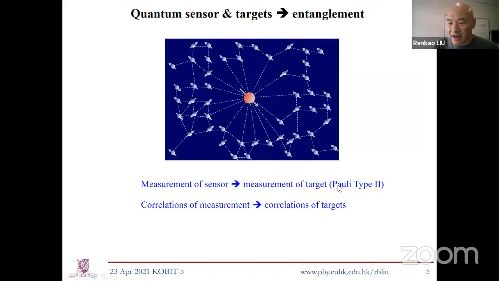Then this entanglement will make the measurement on the sensor also a measurement of the target. This measurement of the target is called a Pauli type measurement. And then we look at the correlation functions of the measurements. We can see that they are actually related to the correlation functions of the targets. By choosing the initial state of the sensor and the measurement basis of this sensor, we can actually realize the detection of arbitrary correlation functions.